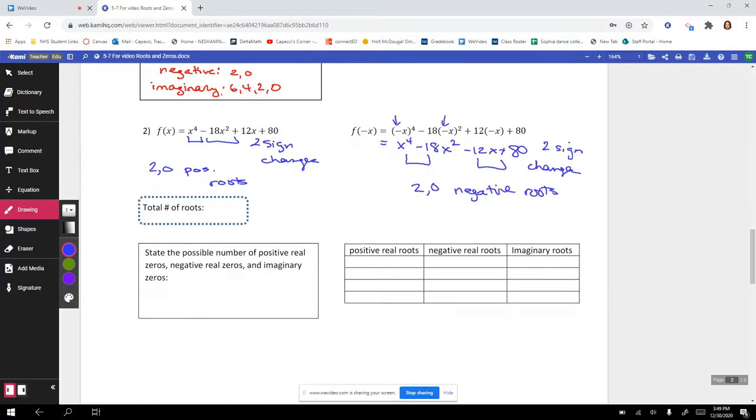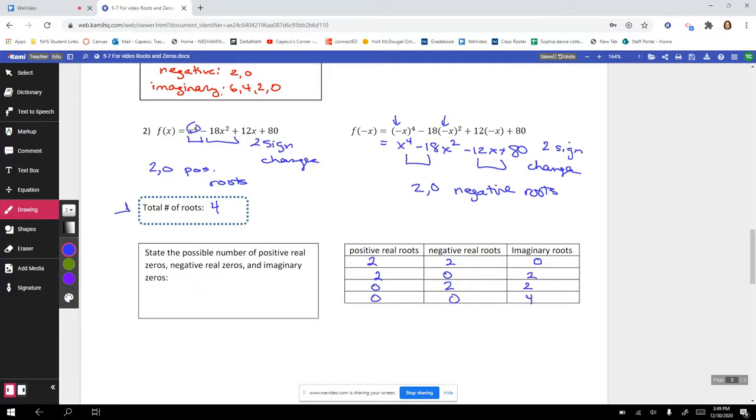Okay, so I'm going to fill out my chart. So I could have 2 positive roots, 2 negative roots. Oh, sorry, the total number of roots here, my highest power is 4. That's going to be 4 there. In this case, my imaginary roots would have to be 0. I could have 2 positive and 0 negative, which would give me 2 imaginary. And I'll do the same thing with the positive, 0, 2, and I'd have to have 2 here. And if I had 0 here and 0 here, I'd have to have 4 here.